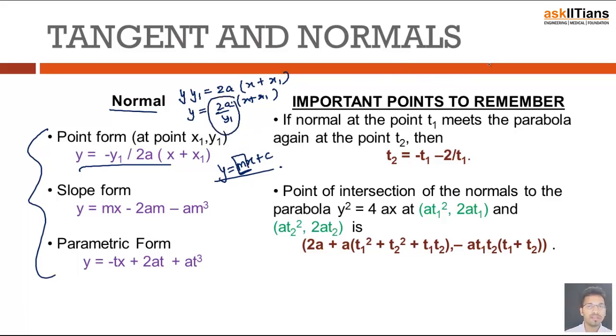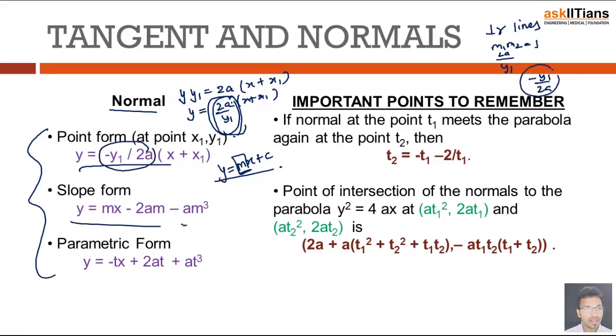Now as I have mentioned, the condition for perpendicular lines is m1 m2 equal to -1. So if the slope is 2a by y1, clearly for the normal it will be the reciprocal of this with a minus sign. So I've just substituted that. Again, from the slope form, you can derive that. What you need to do is y minus y1 and put the slope as y1 by 2a, and this will be x minus x1.